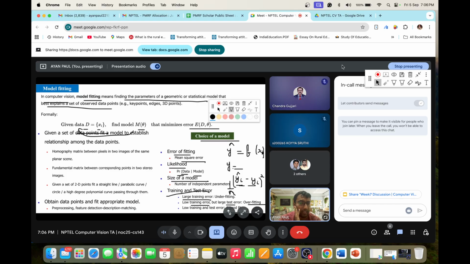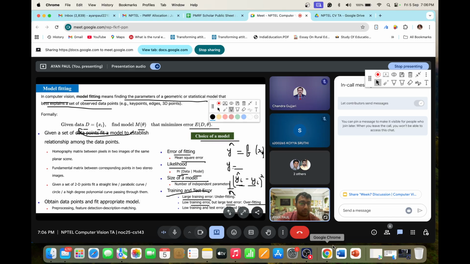Size of the model is the number of independent parameters. Likelihood is the probability of data given the model. These are the parameters from which you can make the choice of the model, whether your model is fitting your data well or not. The most general thing that we use is error of fitting, that is, the mean squared error we calculate. If the mean squared error is less, we say our model is fitting well, otherwise we say our model is not fitting well. This is the most commonly practiced approach whenever we are choosing the model.